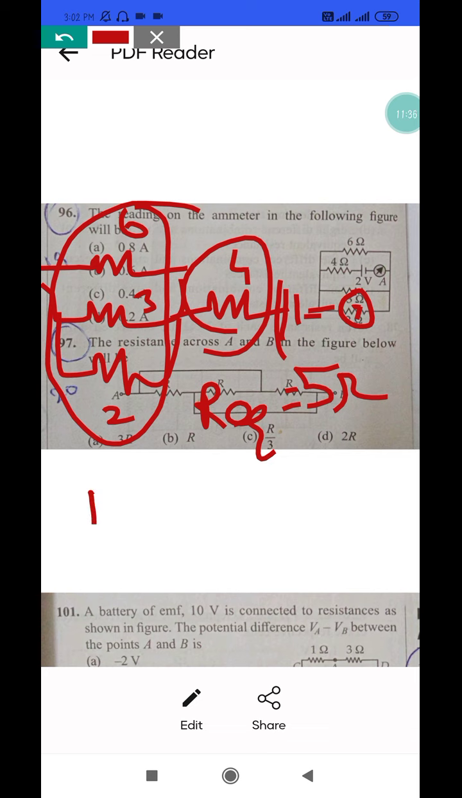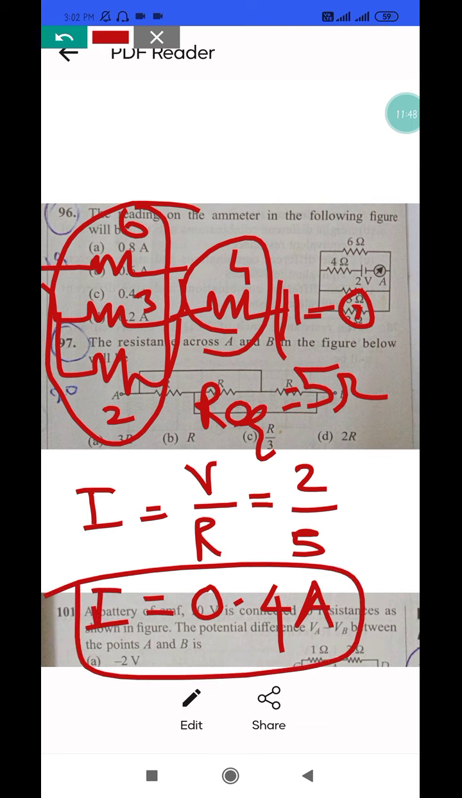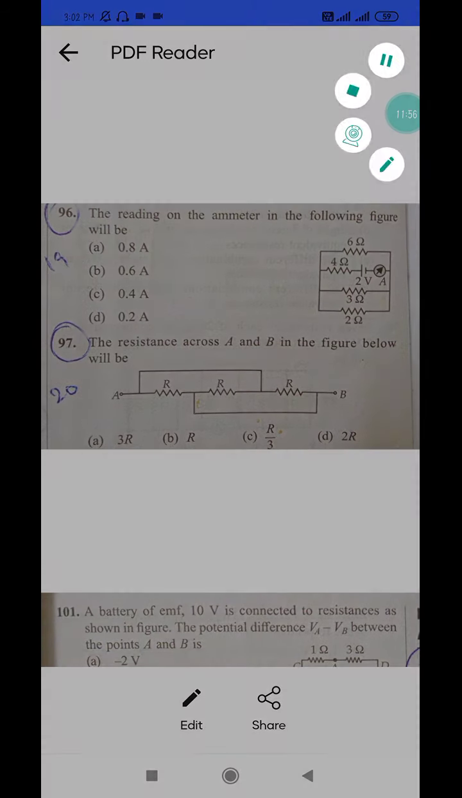So now the total current is nothing but V by R. So V is 2, divided by 5. So 2 by 5 turns out to be 0.4 ampere. Because basically the entire system is in series with the 4 ohm, the total current must be flowing in the ammeter. Is that clear? Now moving on to the 97th problem.